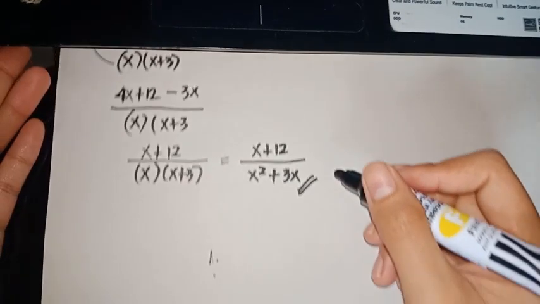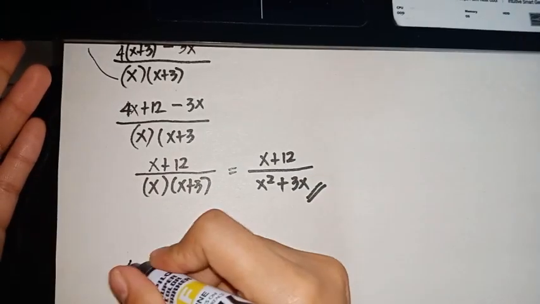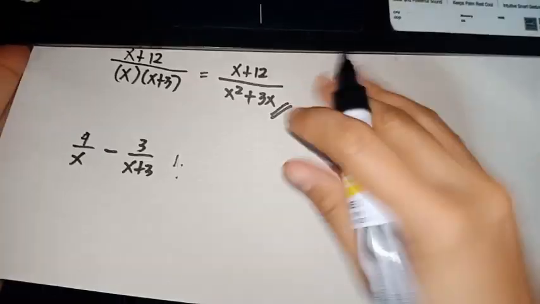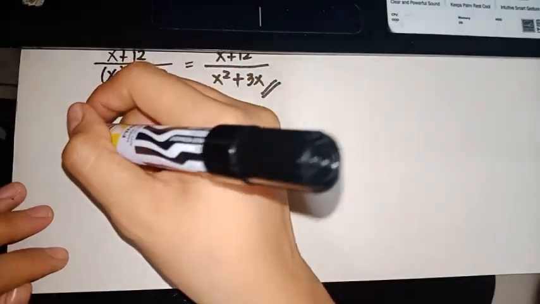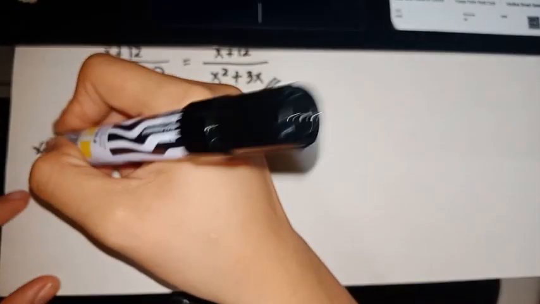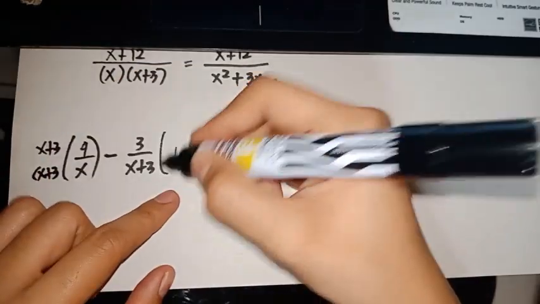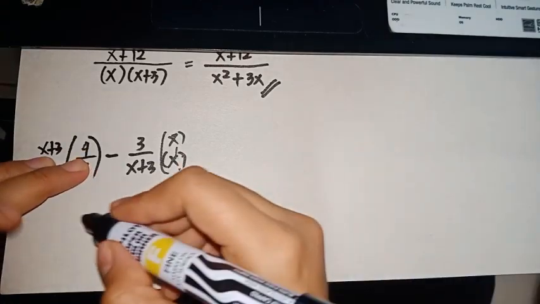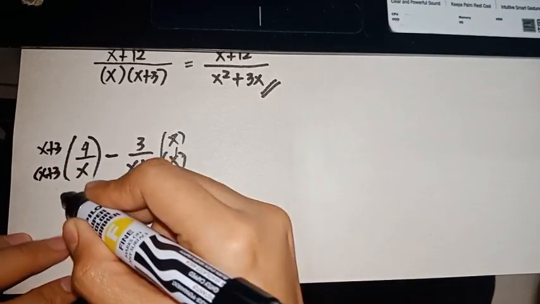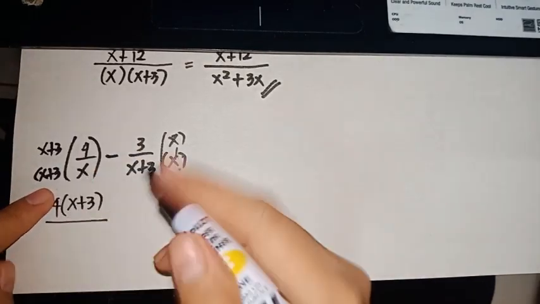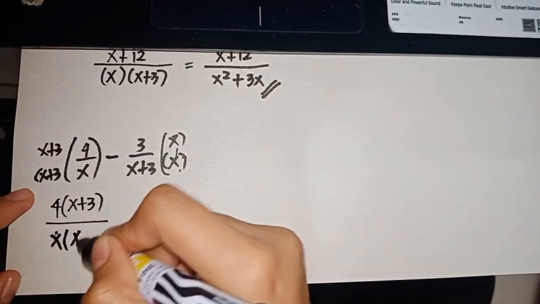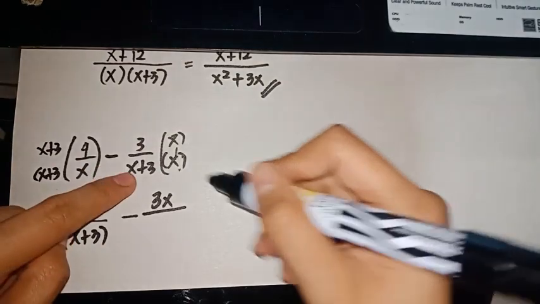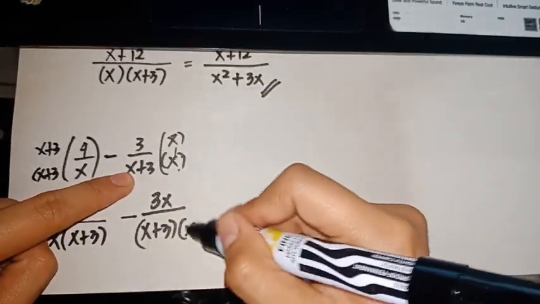The other option is that you have 4 over x minus 3 over x plus 3. Again, I can multiply this by x plus 3 and this one by x. So we have here x plus 3 times 4 all over the denominator, x times x plus 3, minus 3 times x, we have 3x, all over x plus 3 times x.